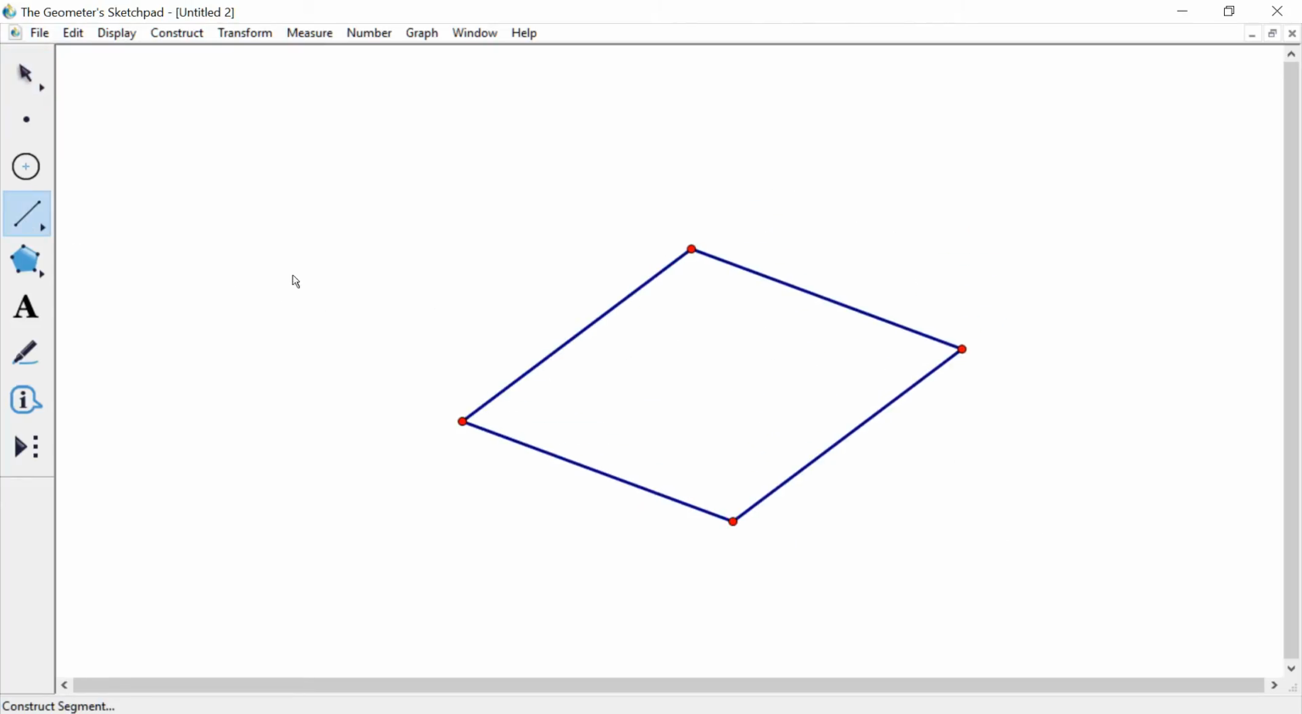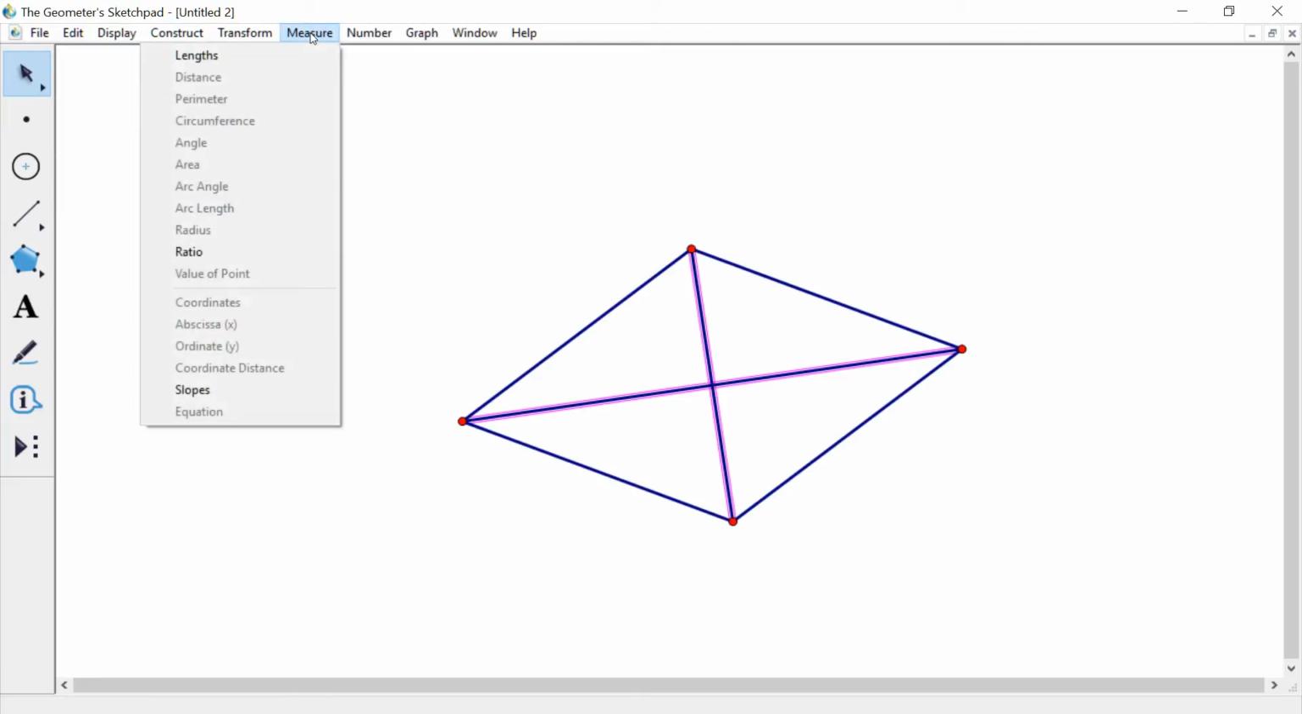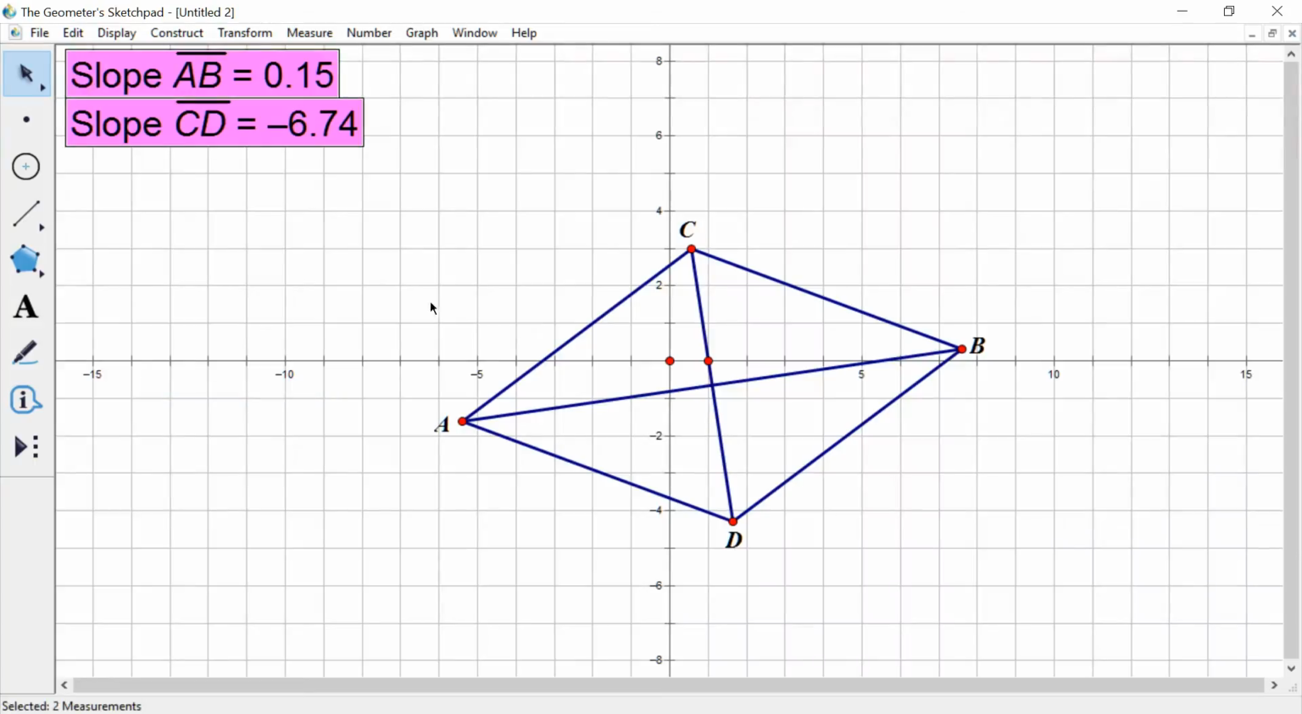Let's draw some diagonals, friends. How could I measure perpendicularity in a sketch like this? For perpendicularity, I could measure the slopes.